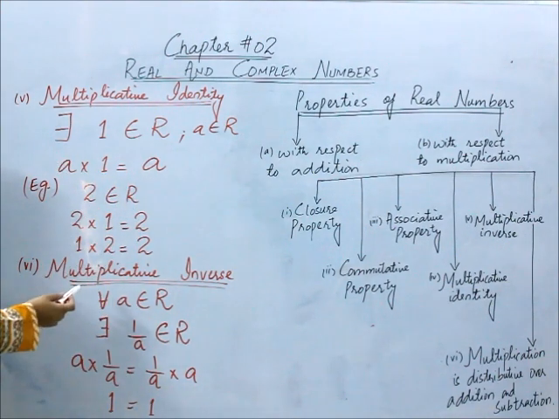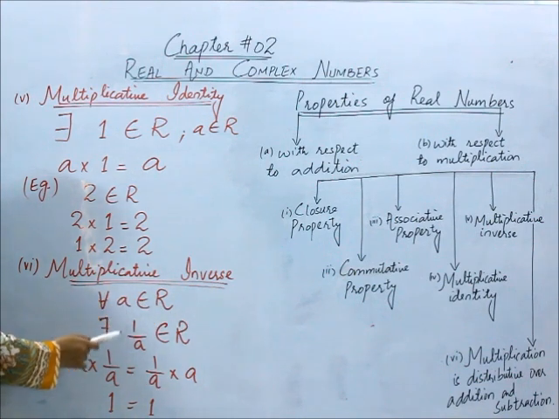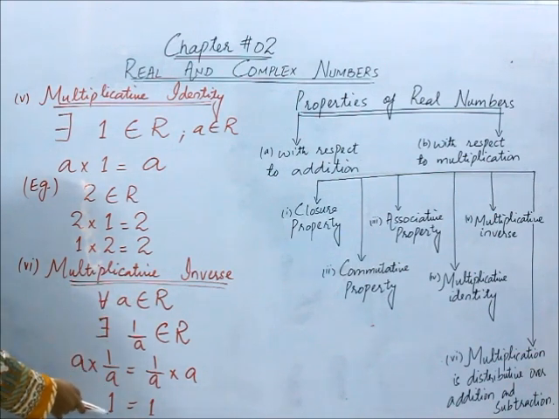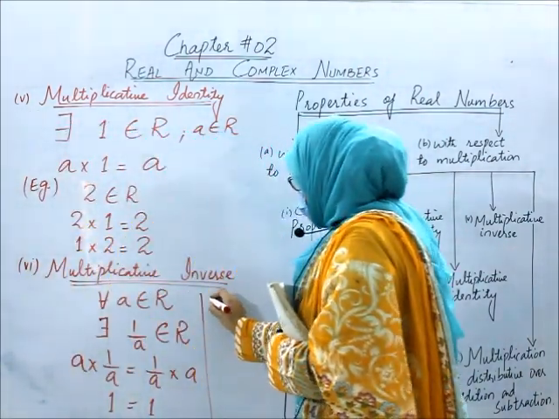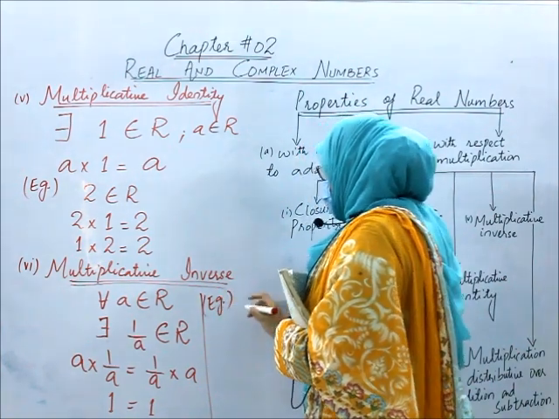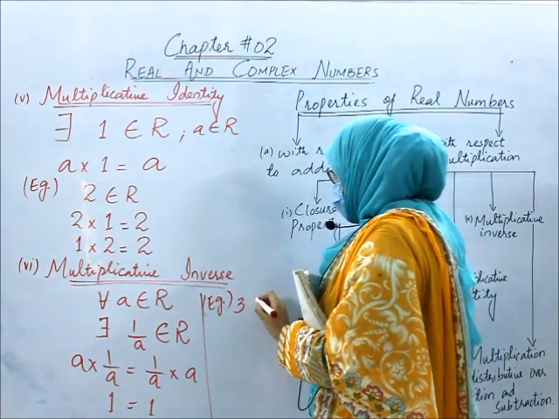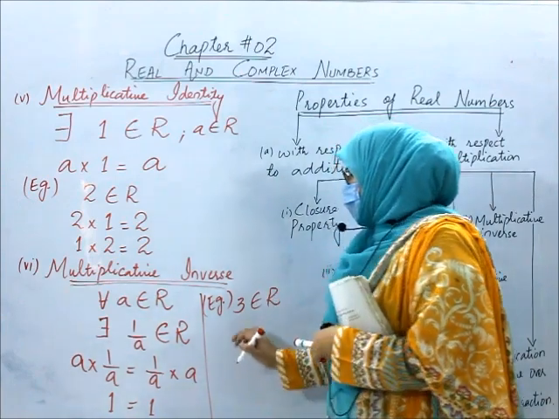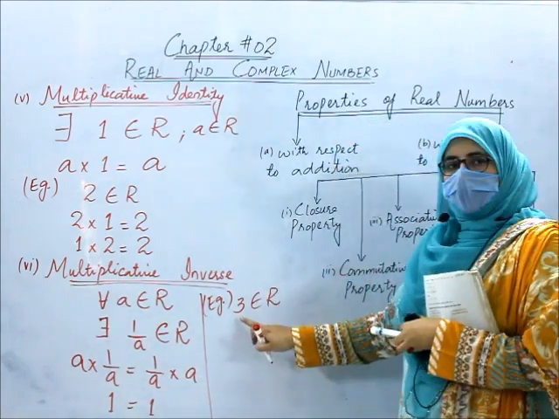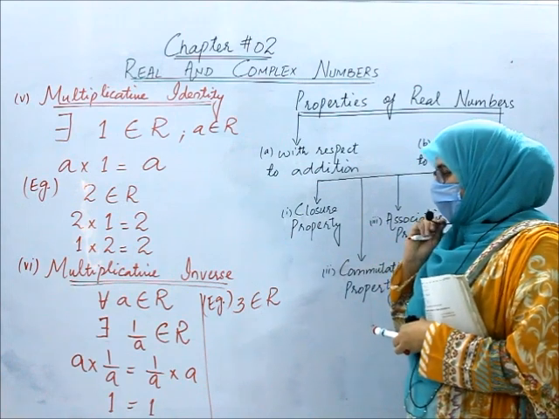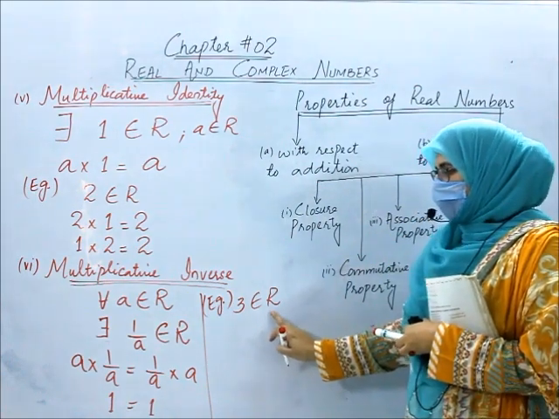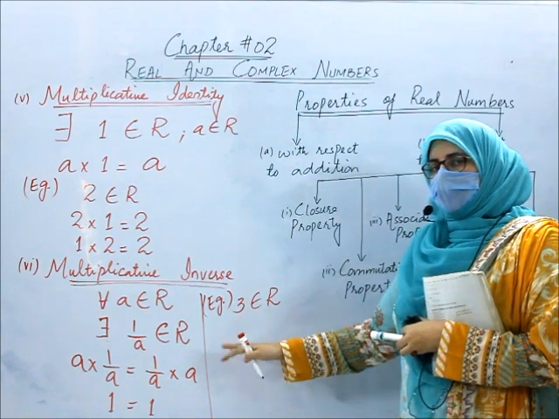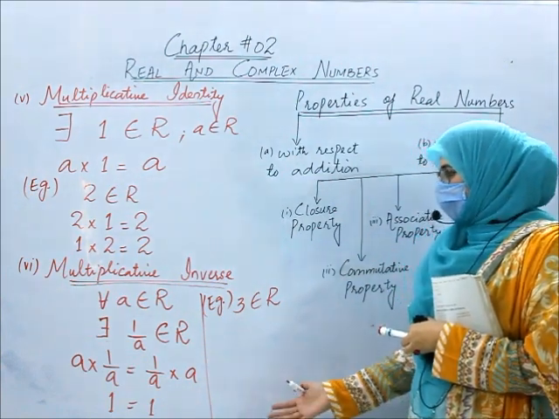Fine. So multiplicative inverse says for all numbers which belong to the set of real numbers, there exists a unique number which would be the inverse of that number. When we multiply these two numbers, our answer would be what? Multiplicative identity. So let us take an example. For any real number, for example 3, which belongs to the set of real numbers. What would be that unique number which belongs to the set of real numbers? When we multiply it with 3, our answer would be multiplicative identity, that is 1.